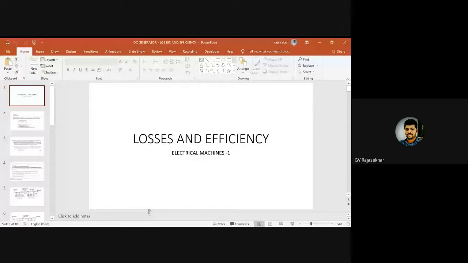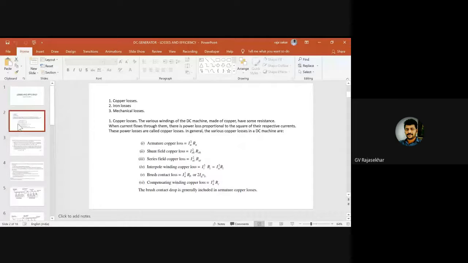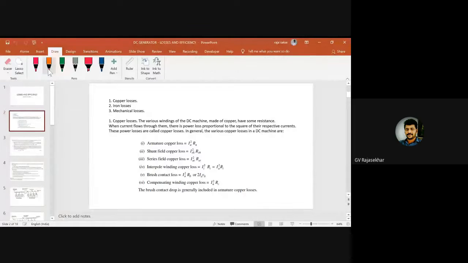So, losses and efficiency. What are the different types of losses available in a DC generator or DC machine? They are copper loss, iron loss, and mechanical loss. Irrespective of whether it is a generator or a motor, these three losses, that is copper loss, iron loss, and mechanical loss, are common. Okay, so the first one is copper loss.